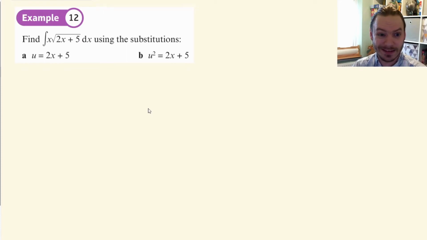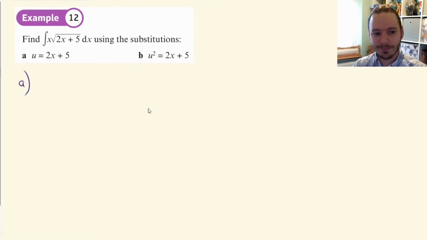Okay, so starting out fairly simple. Example 12, we've got an integral here and we've got two different substitutions to have a go at. This is one of these examples where there's more than one strategy that will make life easier and make it quite straightforward to integrate. And which one you choose is either dependent on the question or a matter of preference or what your intuition tells you.